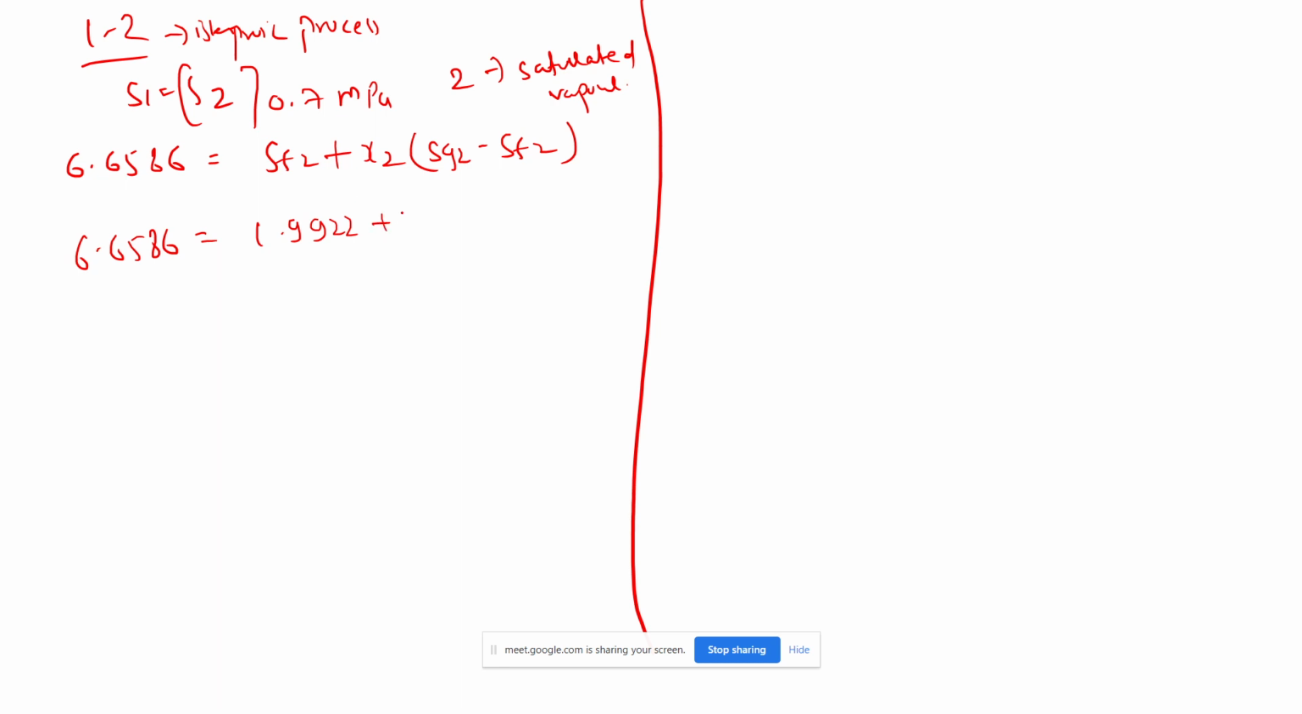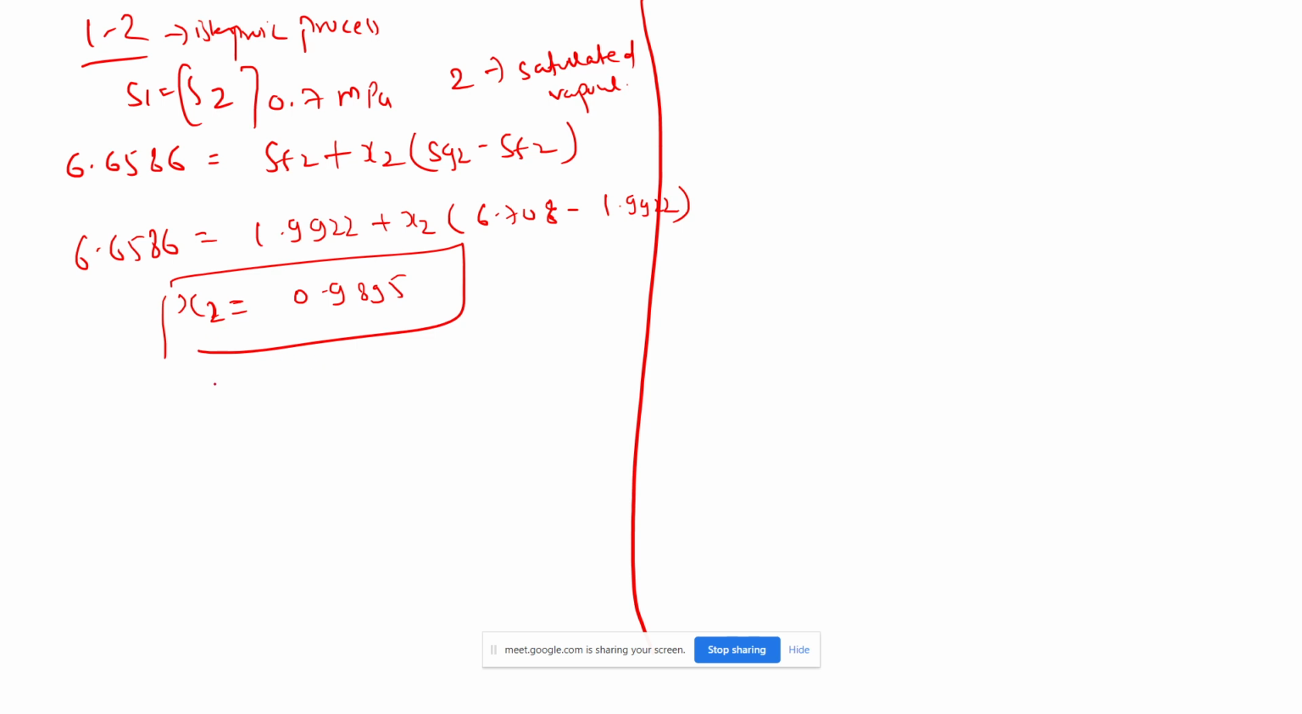the turbine 1. So what will it be? 7.708 minus 1.9922. What will it come to? Can anyone tell? 0.9895, it will come. Okay. So what it means is that at point 2, the steam is wet.